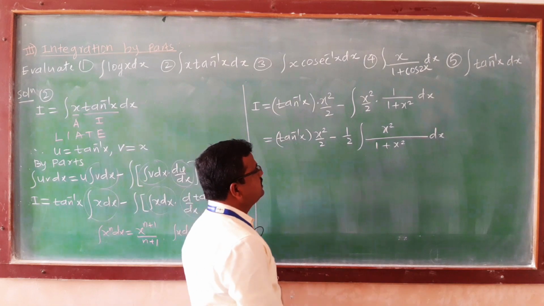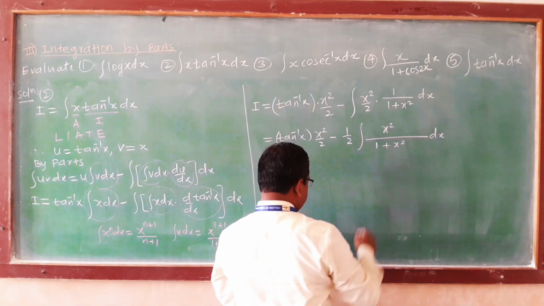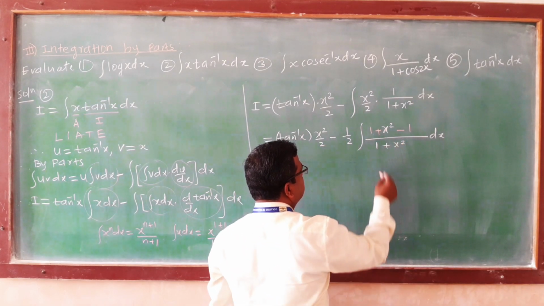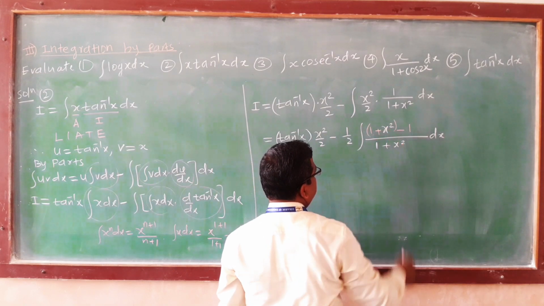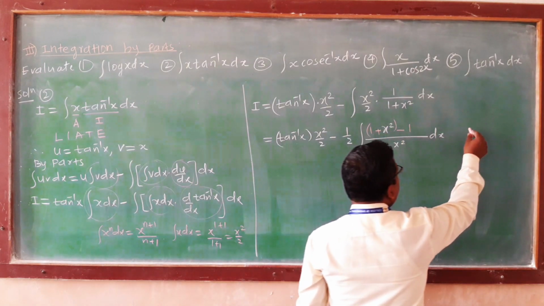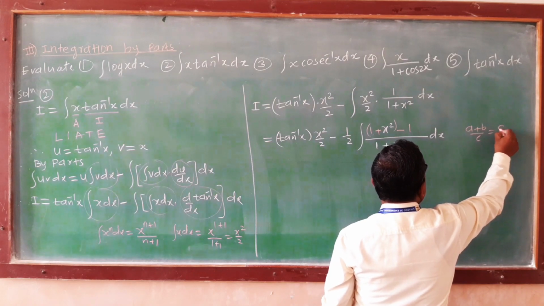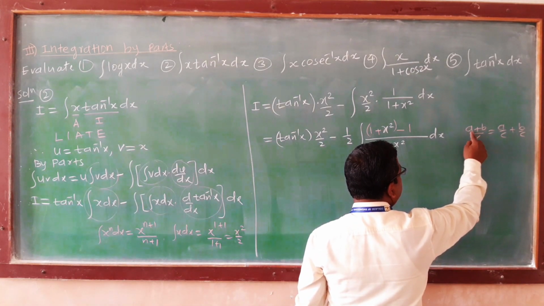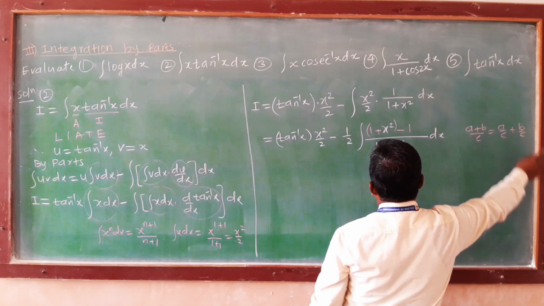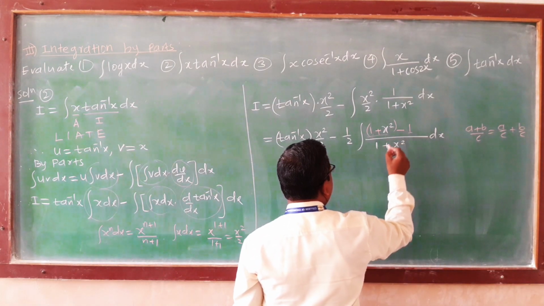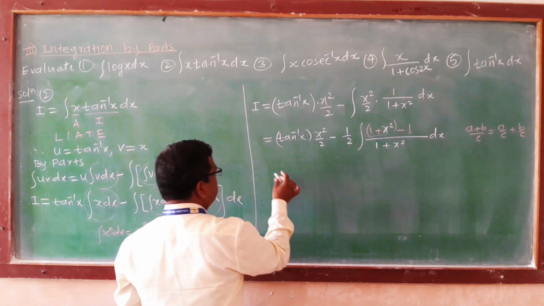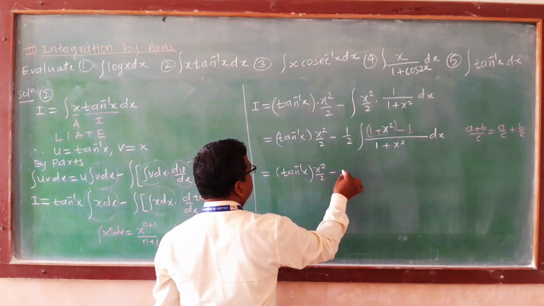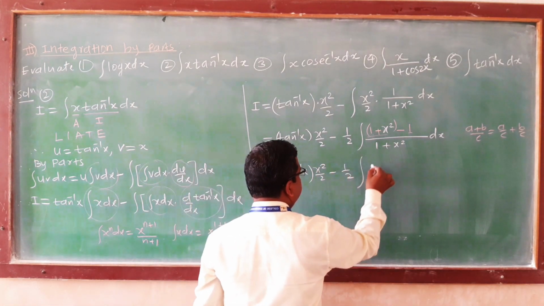Now, split this as 1 plus x square minus 1. From here, add plus 1 and minus 1. Make a group of 1 plus x square minus 1, so that this is in the form, say, a plus b upon c. We can write this as a upon c plus b upon c. We can divide the numerator separately, a upon c plus b upon c. These will be two terms, and we divide them separately. So this is equal to tan inverse x, x square upon 2 minus half integration of.